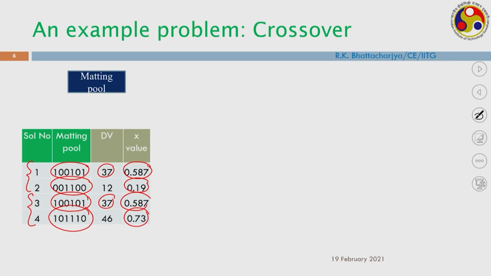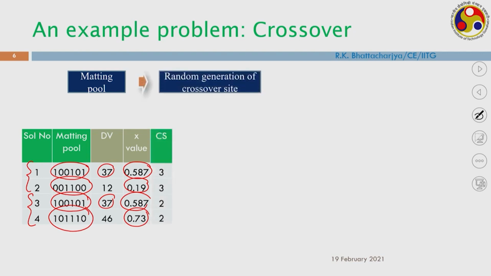In order to implement crossover, you have to select a crossover site. This crossover site is to be selected randomly, between 1 and L minus 1. So in this case, between 1 and 5. So, you select a site. I got it randomly, this is 3 and for this is 2. So, this is the crossover site, after 3.